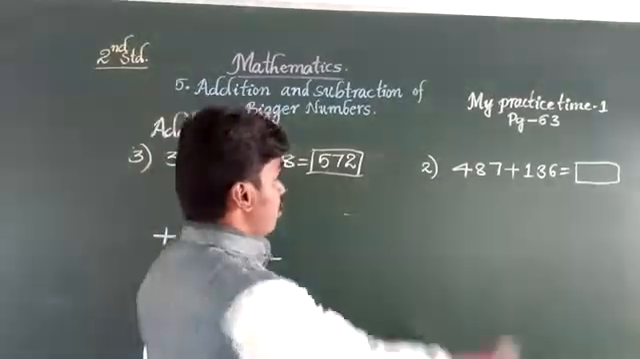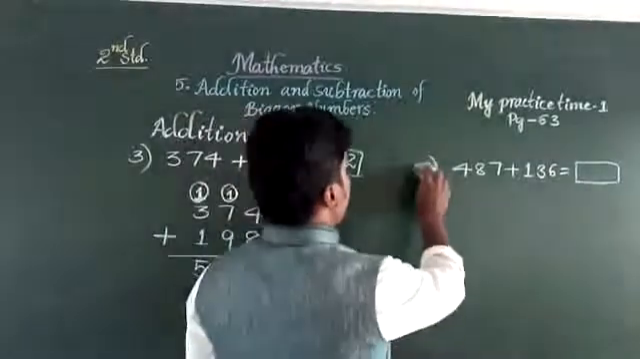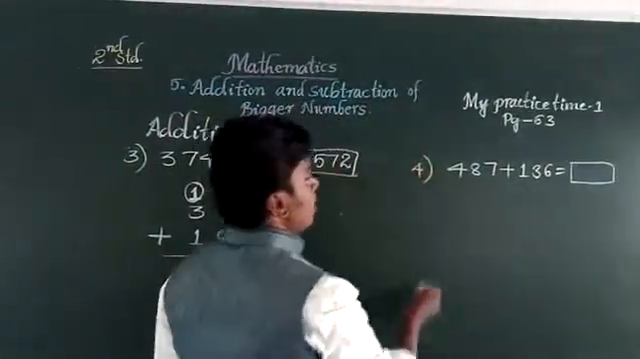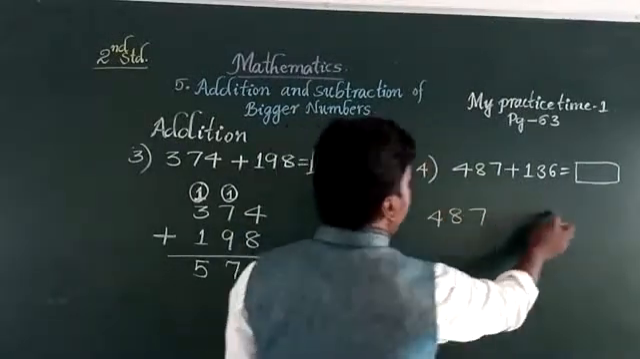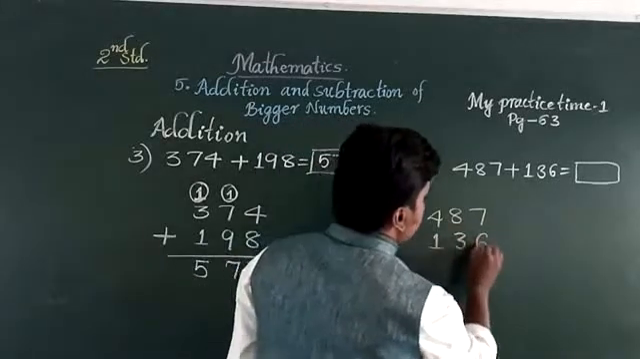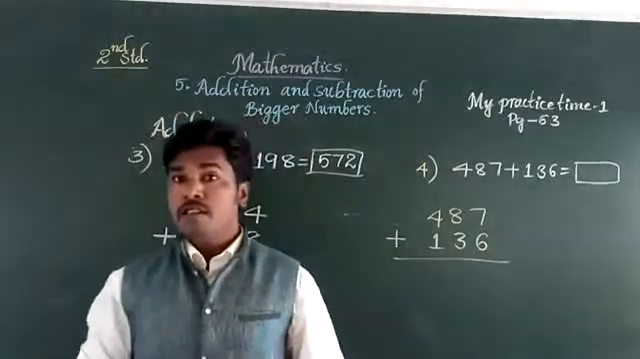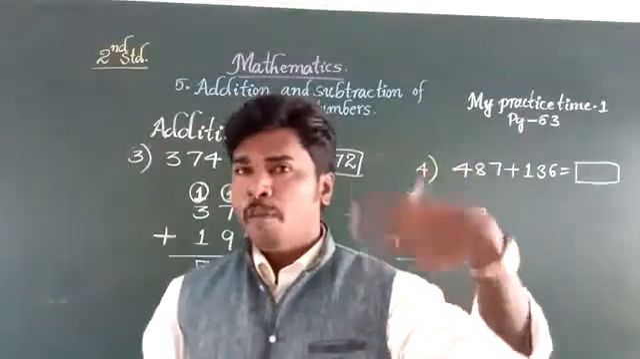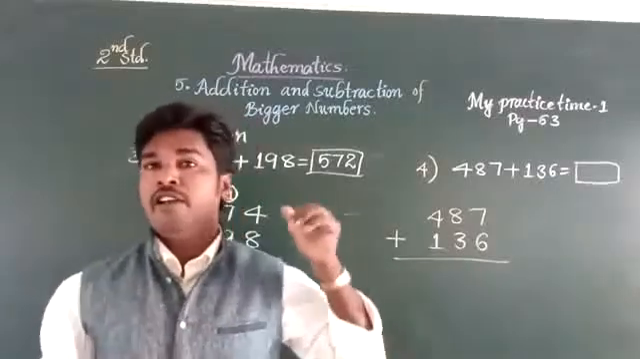Now come to the second problem. Sorry, actually it is the fourth one. Okay, so write the first problem, dear students. 487, it is the addend 1, plus 136, it is the addend 2. The numbers in addition problems are called addends: addend 1, addend 2 or addend 3. How many numbers you are taking, that numbers you give as addends.